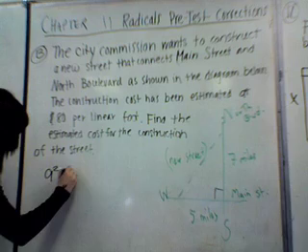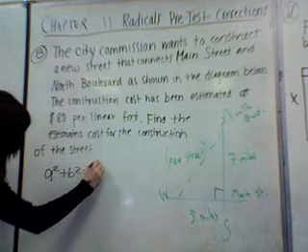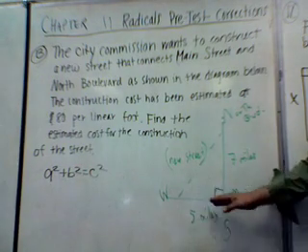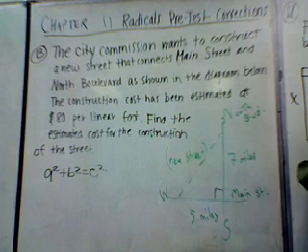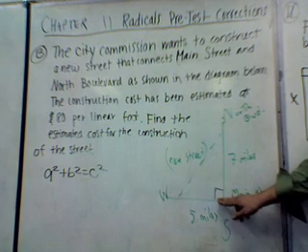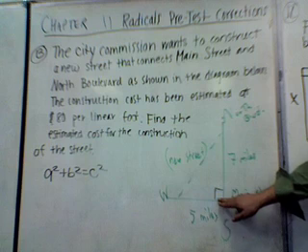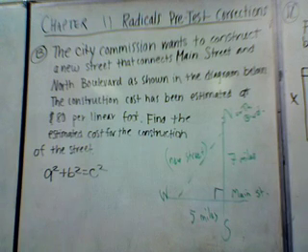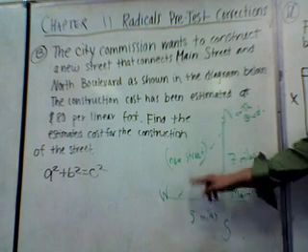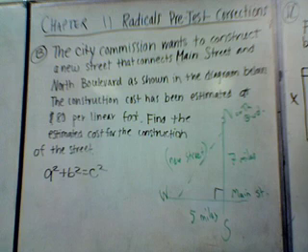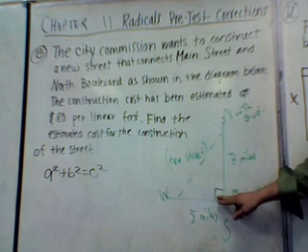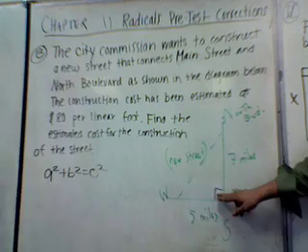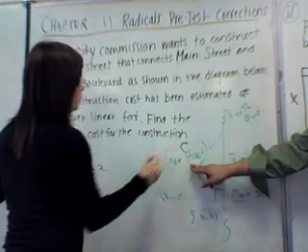We use that, but we have to label A, B, and C. So what is A, what's B, and what's C? First of all, how do you know what C is? How is C related to this symbol? Which side is C? C is opposite of this right angle. And in this case, we don't know C.